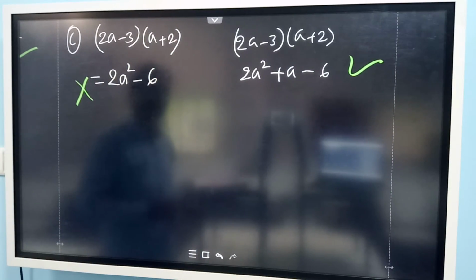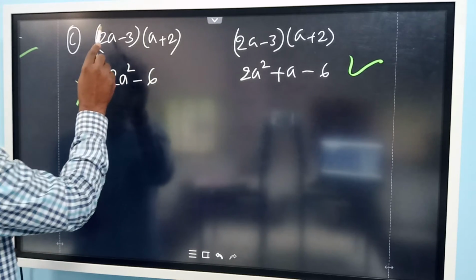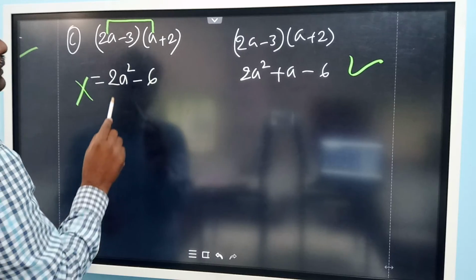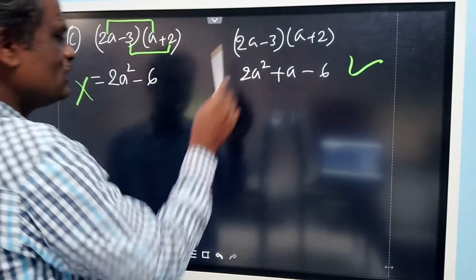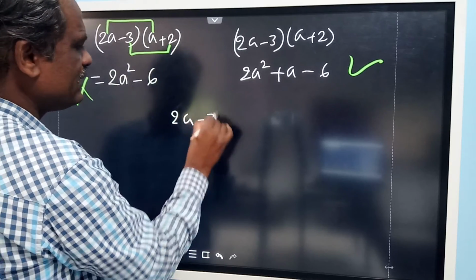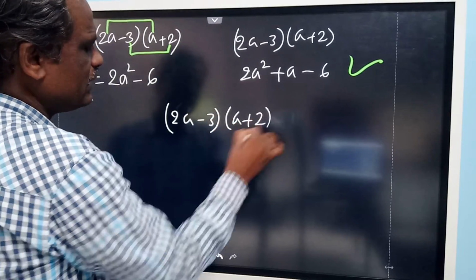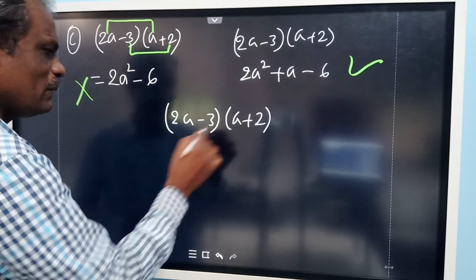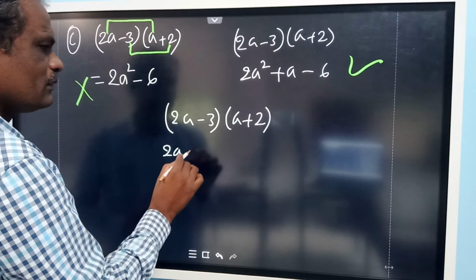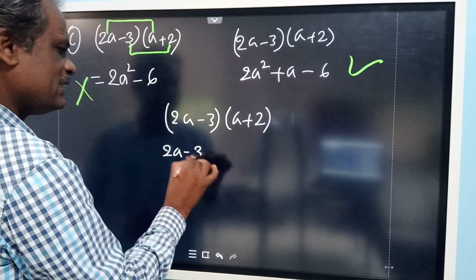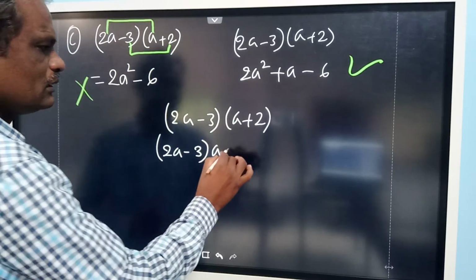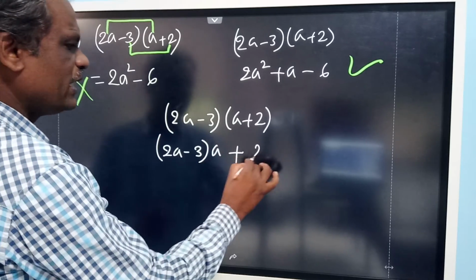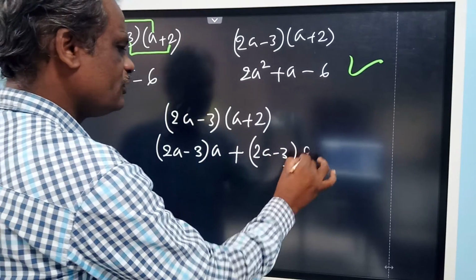Sir, they have multiplied 2a into a and multiplied each term only with one term. So this is multiplied only with this and this is multiplied only with this. So therefore it is wrong. Once you have 2a minus 3 into a plus 2, you know the distributive property: you have to multiply 2a minus 3 by a, then plus 2a minus 3 into 2.